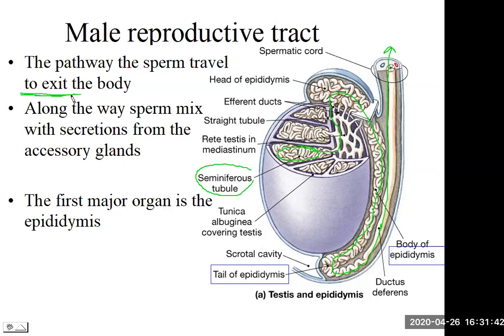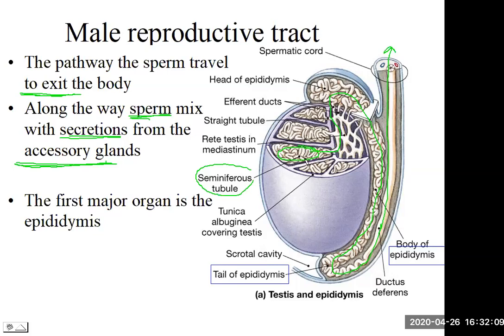And along the pathway, there are a number of organs that are producing secretions. The prostate I gave as an example earlier. And the sperm cells will now mix with these secretions, each of which has a various purpose. And that leads to the production of semen. Semen is a combination of the secretions and the sperm cells.